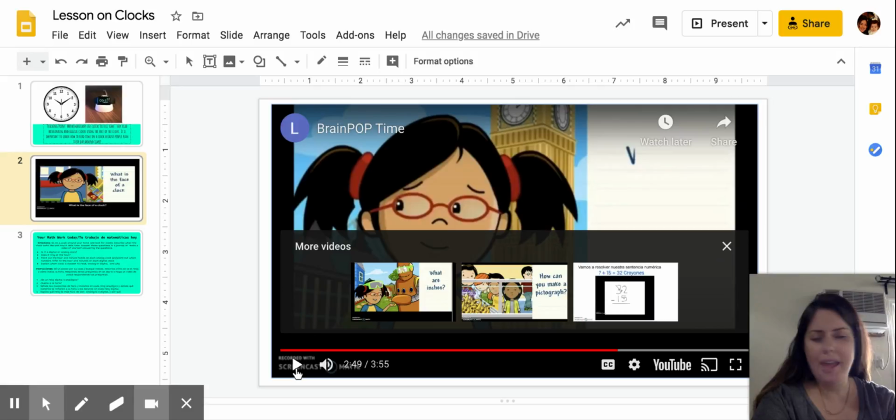What do the hands on the clocks do? We just learned a whole bunch of information about the hands of the clock, that there's an hour hand and a minute hand. So what do they do? Turn and tell your partner.